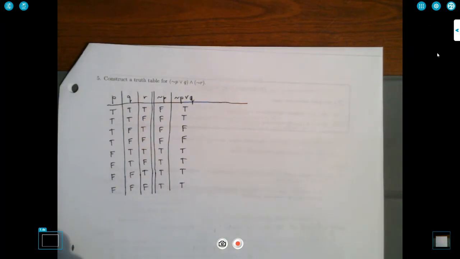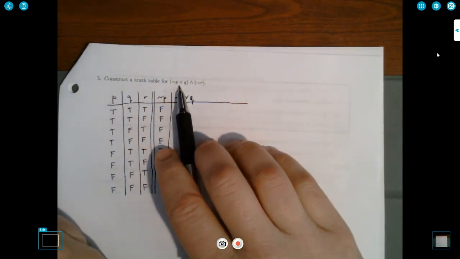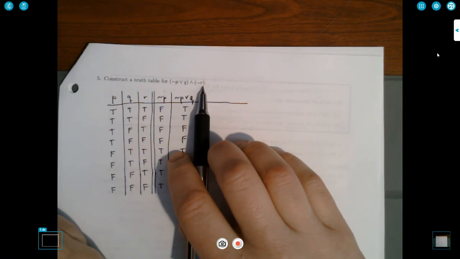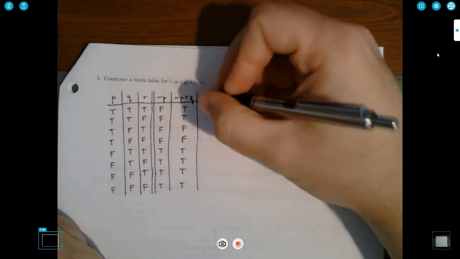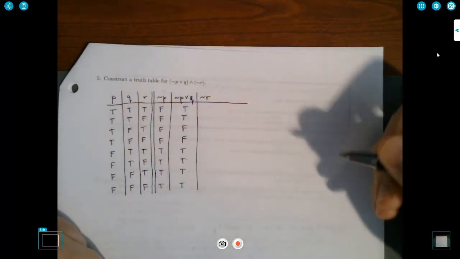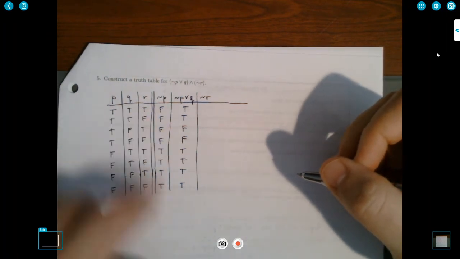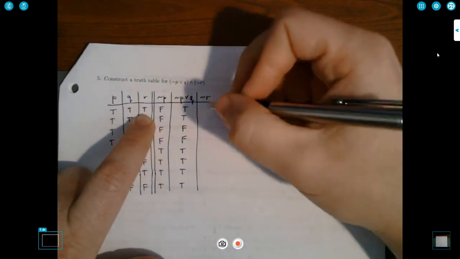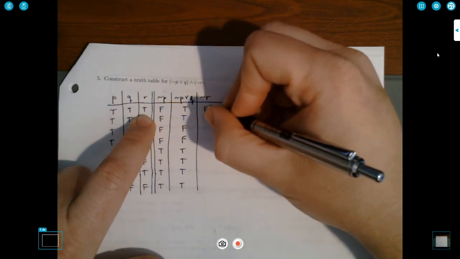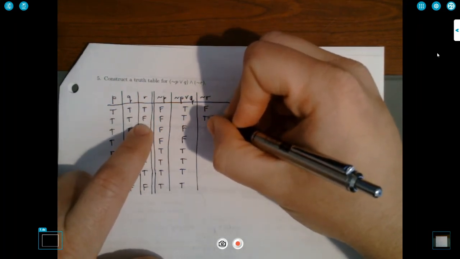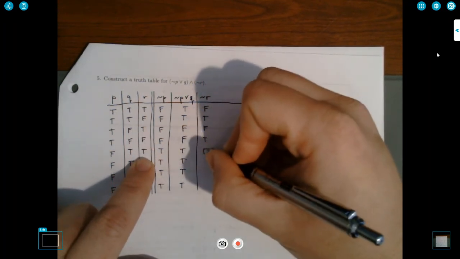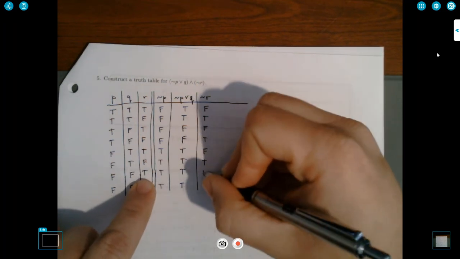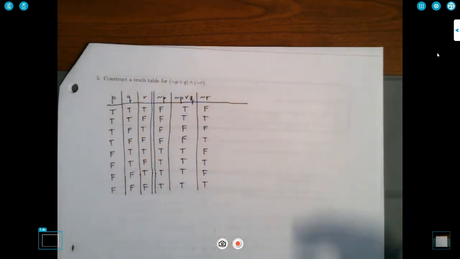Now what? Okay, so we've done this disjunction, but our goal is to do this big conjunction, right? Well, in order to do that, we need to know what not R is. So I'm going to do another column for not R. Not R is just going to switch all the truth values of R. So here it was T, so we're going to change it to F. Here it was F, so we're going to change it to T, and so forth. F, T, F, T, F, T.